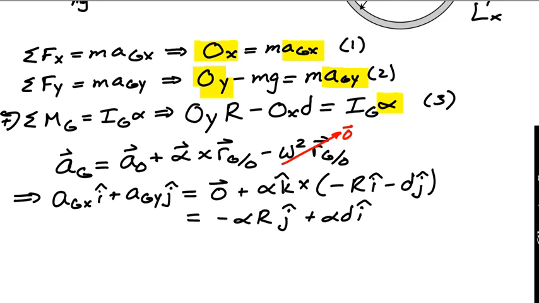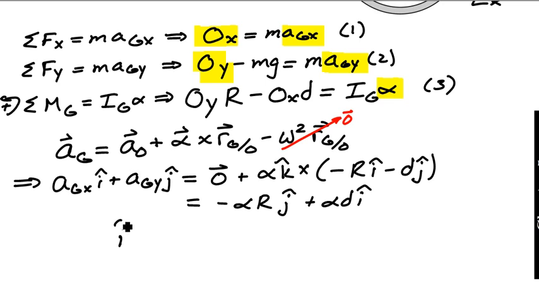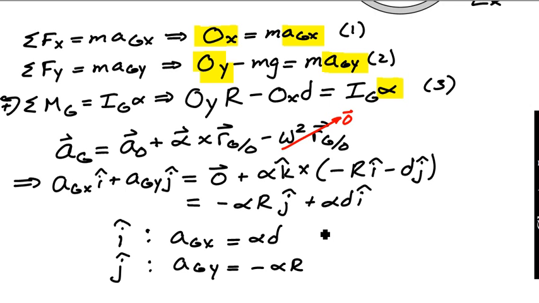If I go ahead and pull components here, in the i direction, I'm going to have that a_Gx is equal to alpha D, and if I look in the j direction here, I'll have that a_Gy is equal to minus alpha r. We can call this equation 4 and equation 5 respectively. If we look, we've added 2 new equations now without adding any additional unknowns. And so now you can solve these 5 equations and 5 unknowns to find both the reactions at point O and the angular acceleration of this object upon release. I know you've got the linear algebra, so I'll leave it up to you to do.